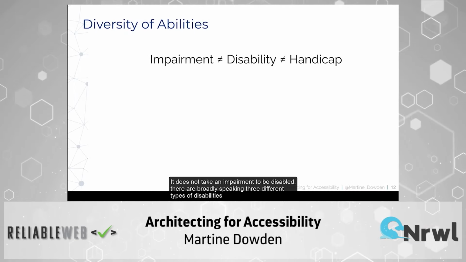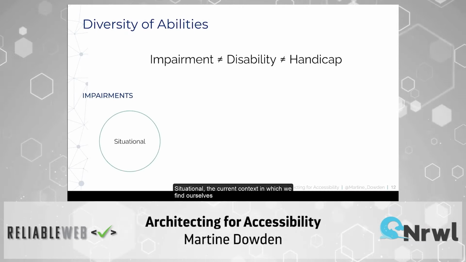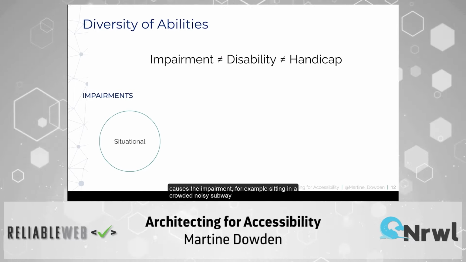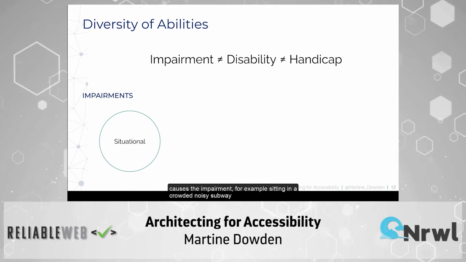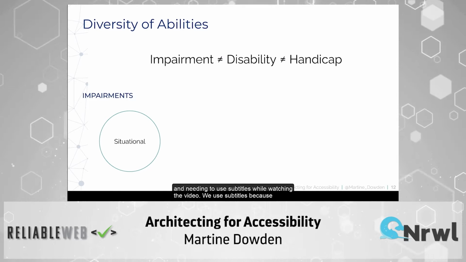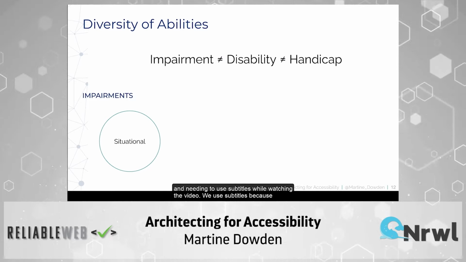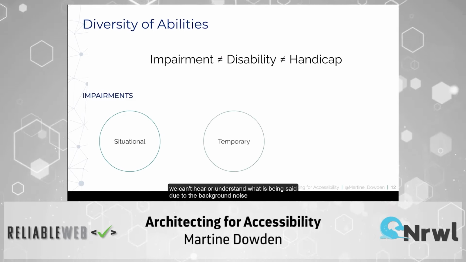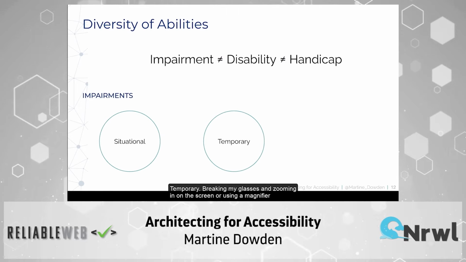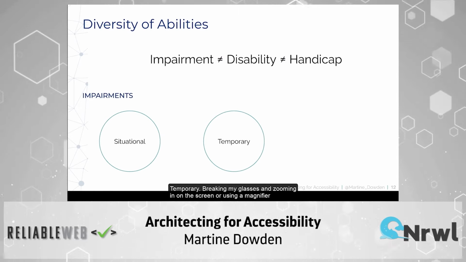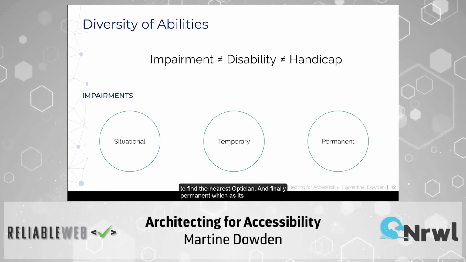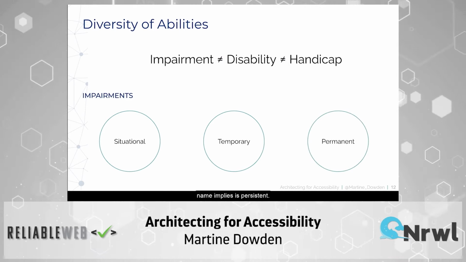There are, broadly speaking, 3 different types of disabilities. Situational: the current context in which we find ourselves causes the impairment. For example, sitting in a crowded, noisy subway and needing to use subtitles while watching a video. We use the subtitles because we can't hear or understand what is being said due to the background noise. Temporary: breaking my glasses and zooming in on a screen or using a magnifier to find the nearest optician. And finally, permanent, which, as its name implies, is persistent.